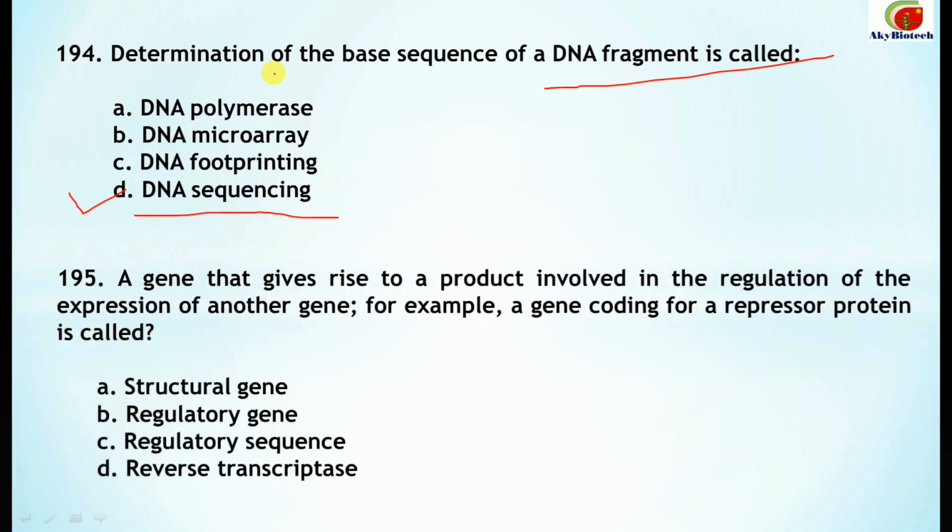Number 195. A gene that gives rise to a product involved in the regulation of the expression of another gene. So one gene gives rise to a product that is involved in the regulation of another gene. For example, a gene coding for a repressor protein is known as the regulatory gene. This one is the correct one.